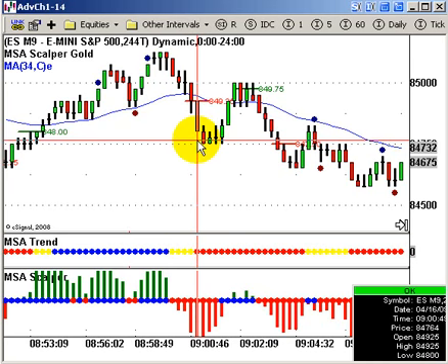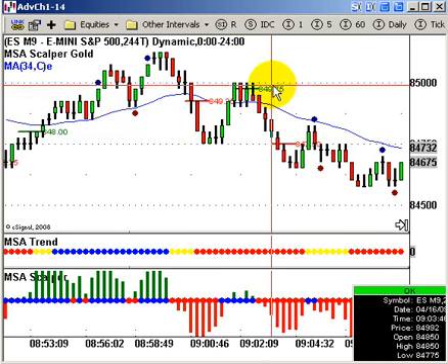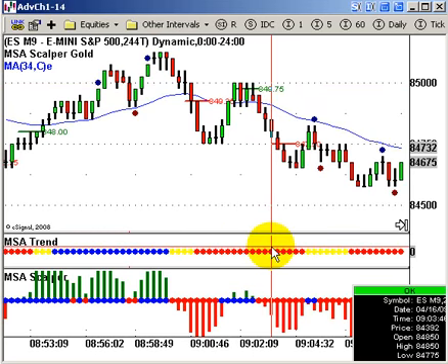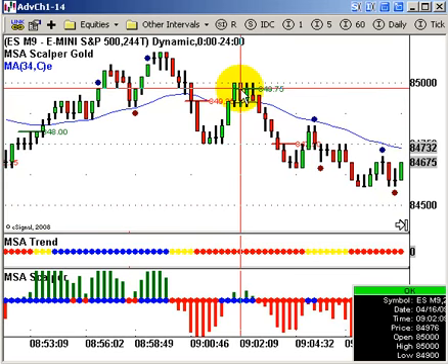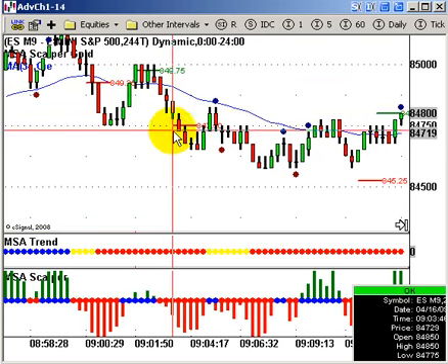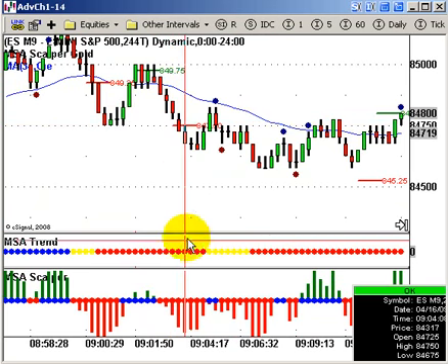Almost a couple of points to work with there on that little short. Then you get a long signal at 849.75. Okay, but you look at your trend. Your trend is red, so you have to pass on that trade. And it's a good thing that you did because it didn't go anywhere. You get another short here at 847.50. It's okay to take.